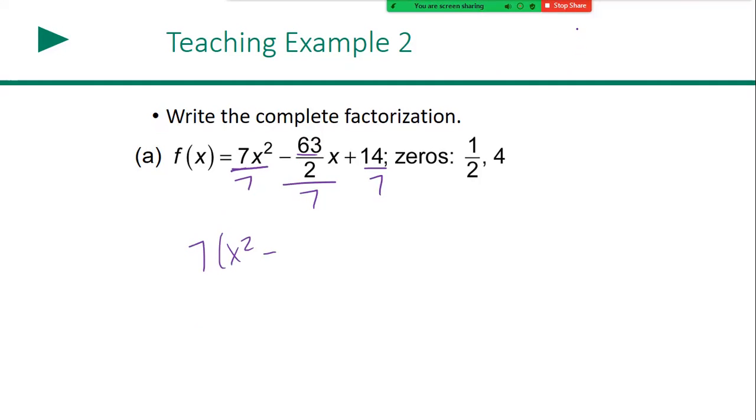How do you do that? So we do 63 halves, you keep, change, flip. So it becomes 1/7. This reduces to 9, right? And that's why you have 9 halves. So when we said 9, we all understood why? All right. And then we're left with 2.